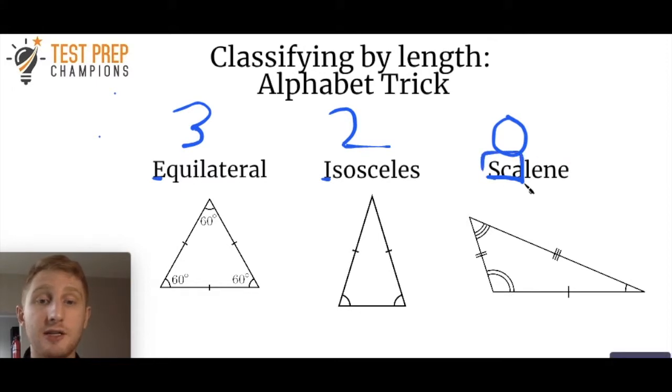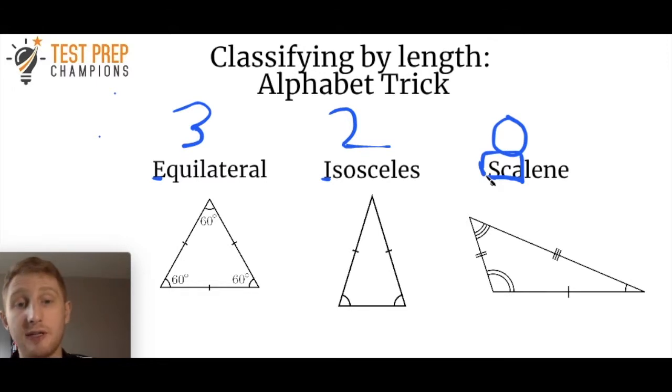sound is the SCA, so scalene, scary. Scalene is the scariest triangle because none of the sides are equal. There's no equality at all with the sides or the lengths. So you can remember it that way if that works for you. But this is a cool trick, and there are some other ways to remember it too.